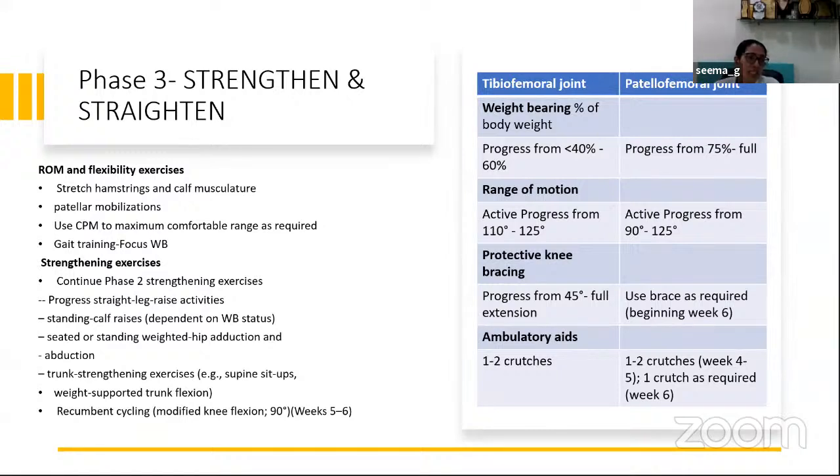You again progress the straight leg raising activities. One can go into the dependent weight bearing status now. Sitting and standing, weighted hip abduction and adduction can be done. Along with that, trunk and strengthening exercises, having a good core, having good gluteus, because it is the whole thing which will work together, and working on the ankle is very, very important. So in this time, the recumbent cycling is also added.